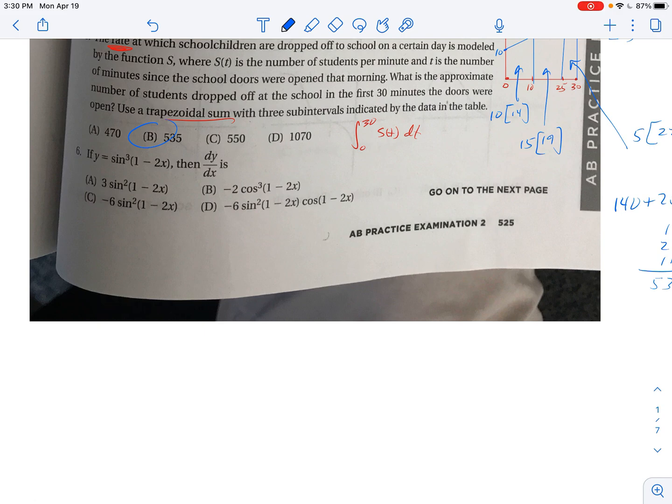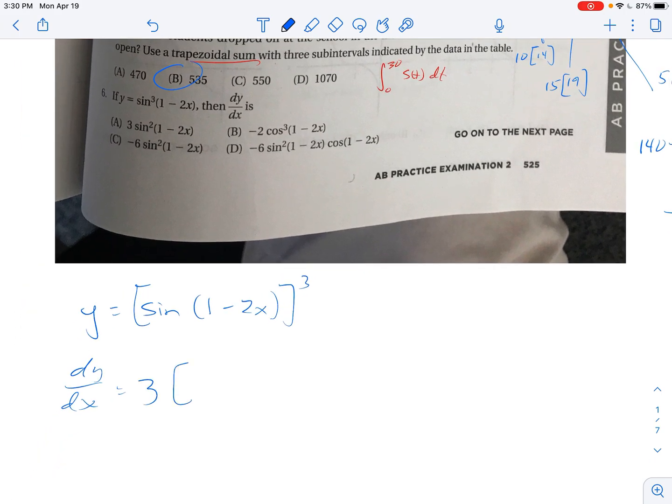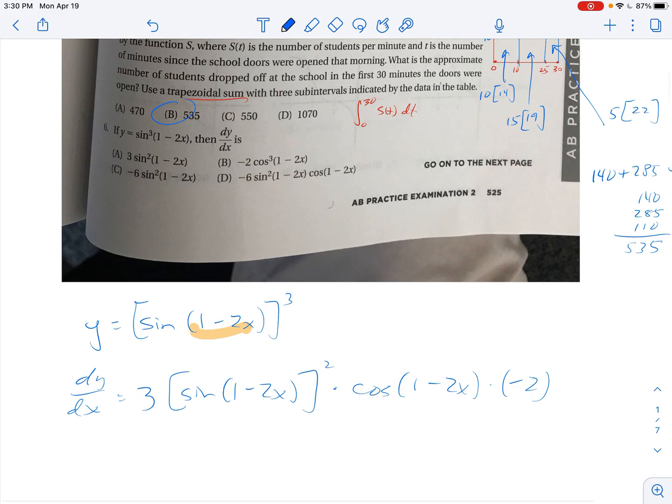Okay, number 6, we're just taking a derivative. I'll remind you that sine to the third means we're computing that sine value and raising it to the third power. So this is a multi-layered chain rule problem. Outer function is something to the third power, so its derivative is 3 times something squared. Middle layer function is sine of something, so its derivative is cosine of something. Inner function is 1 minus 2x, its derivative is negative 2. So when we multiply all of those together, it looks like D is our answer.